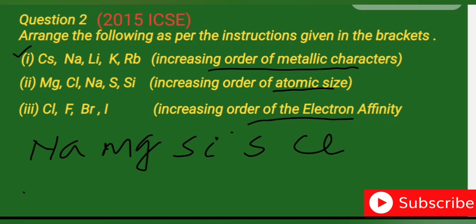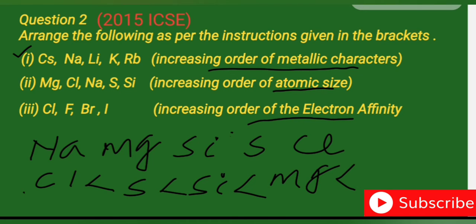Now, increasing order of the atomic size. We know when we move in a period from left to right, then atomic size decreases. So we need to write the lowest one first. So chlorine less than sulfur, less than silicon, less than magnesium, less than sodium. This is the correct order of the increasing order of the atomic size.